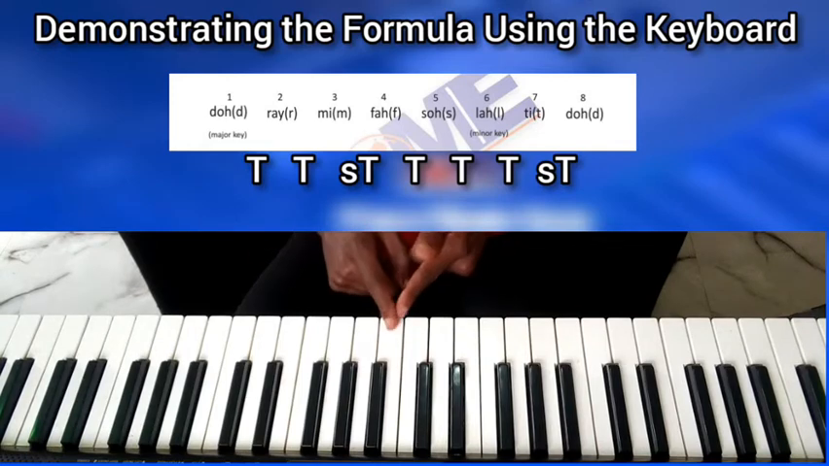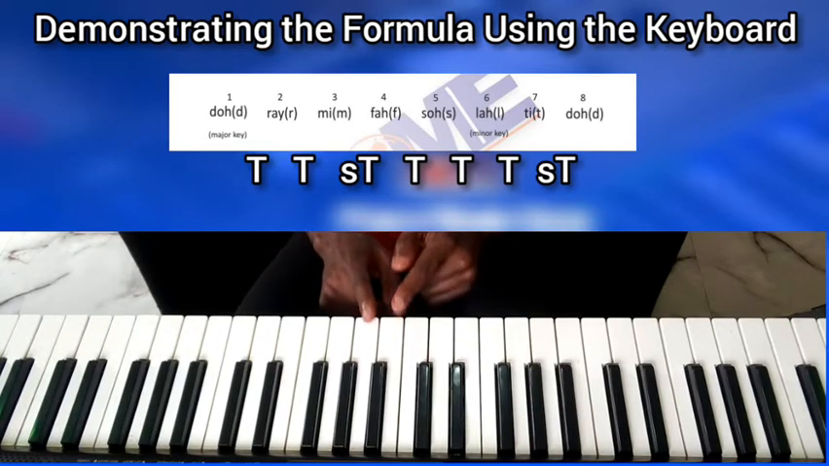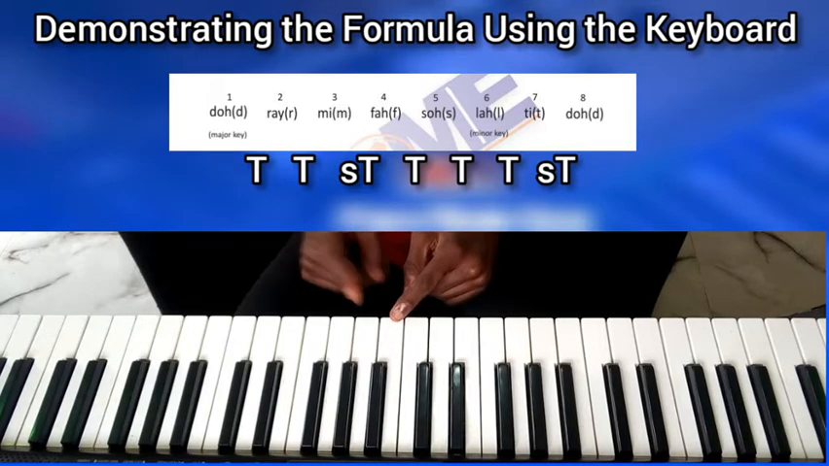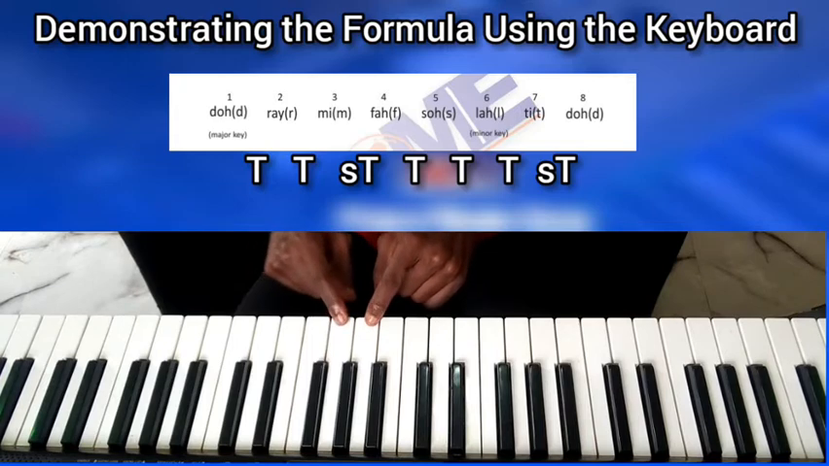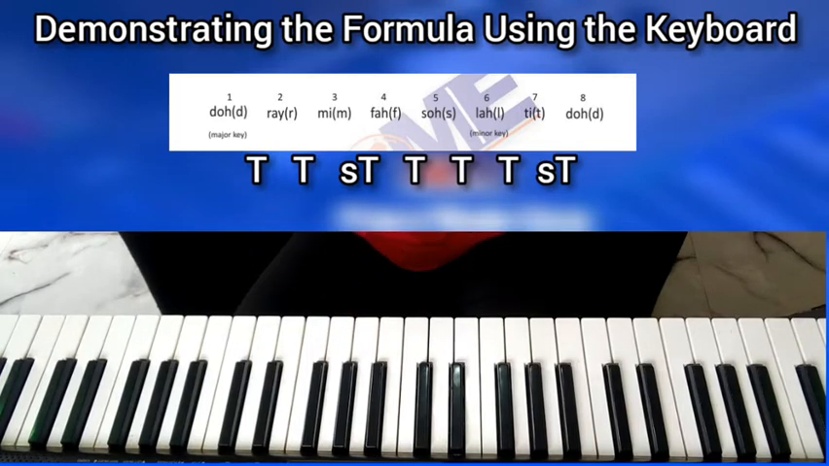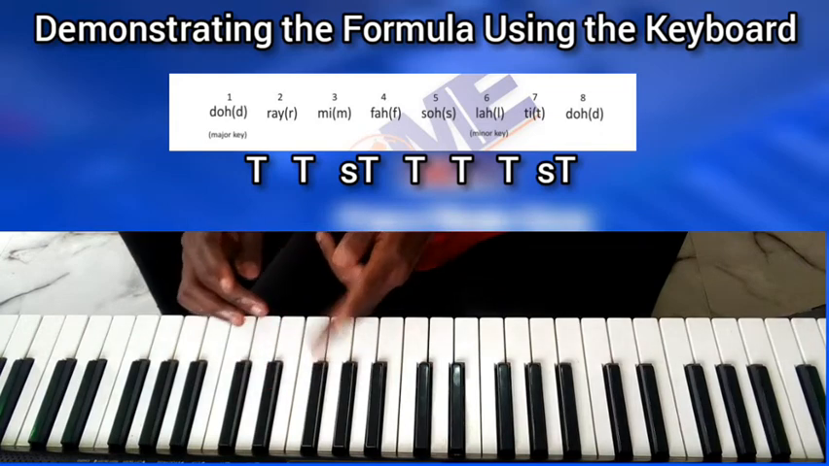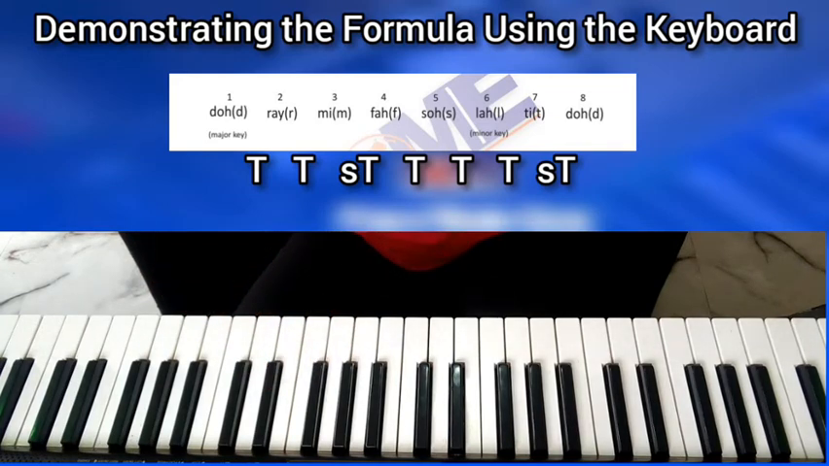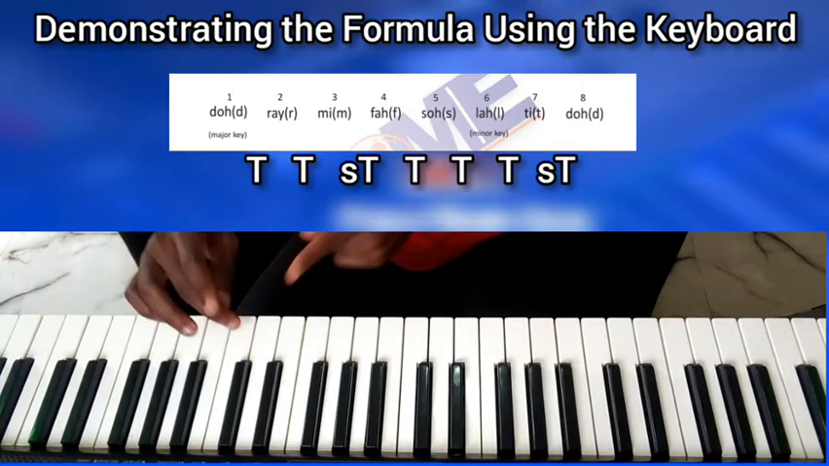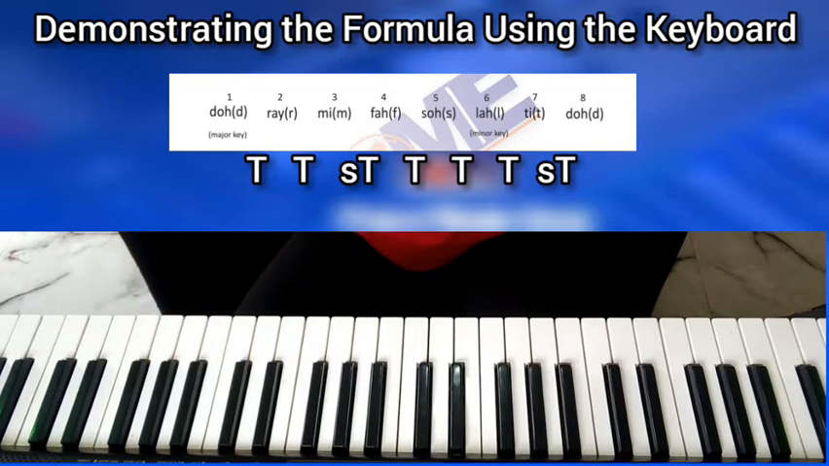The meaning is that from the first to the second degree of a major scale, the first note to the second note or degree, there must be a tone. From the second to the third, there must be another tone. The third to the fourth one, there must be a semitone. The fourth to the fifth, there must be a what? A tone. The fifth to the sixth, there must be a tone. The sixth to the seventh, there must be a tone. Then the seventh to the eighth, there must be a semitone.